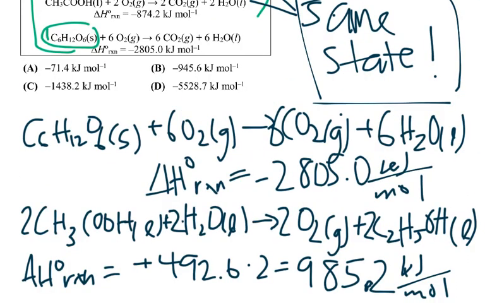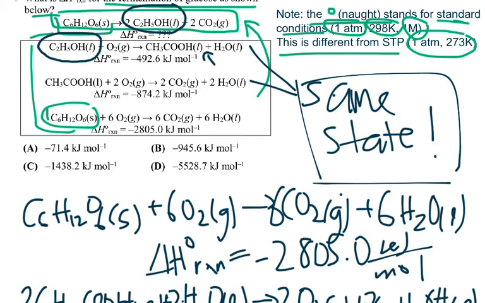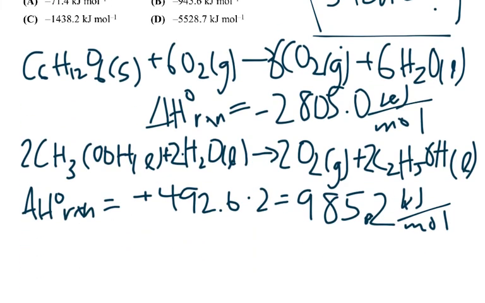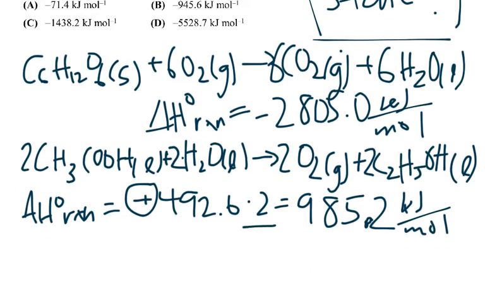So over here, as you can see, I flipped the reaction and I doubled all the coefficients. So when you flip a reaction, you have to switch the sign. So if it's negative here, then it must be positive here. And since I doubled everything, then I must multiply the delta H by 2. And I end up getting positive 985.2 kilojoules per mole.